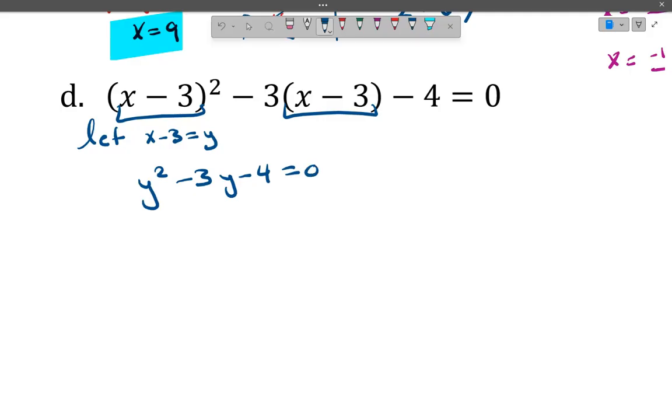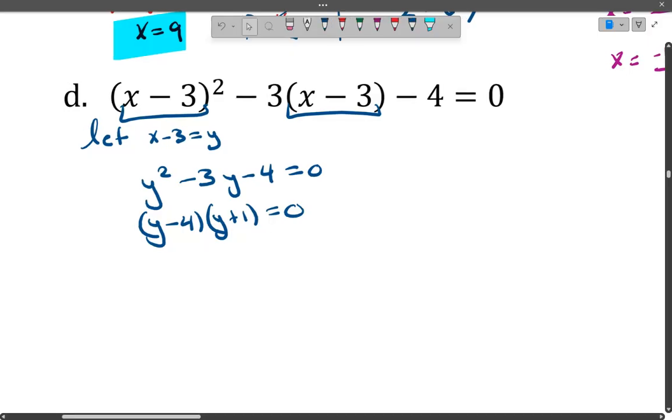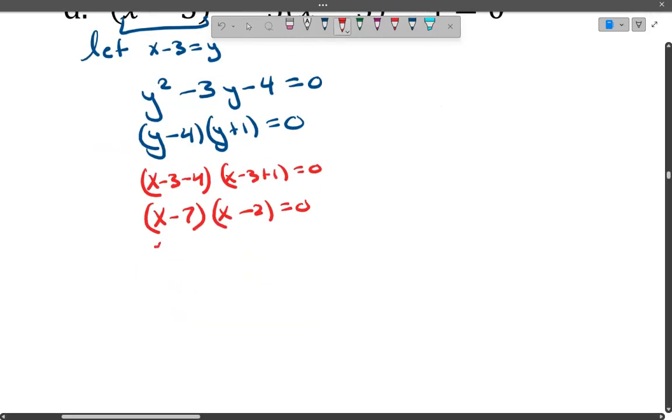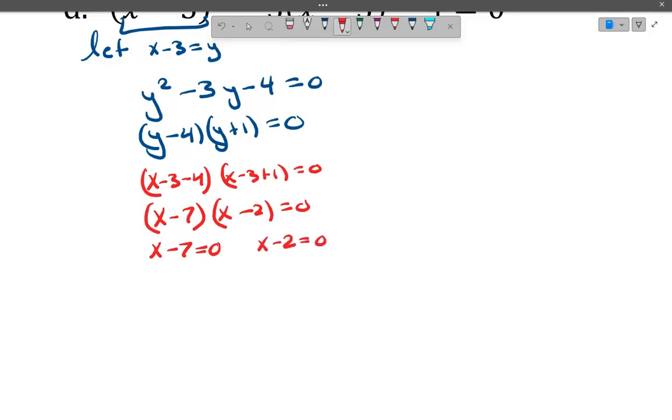And then we can factor. We're going to have y minus 4 and y plus 1. And now that we have it factored, we can substitute the x minus 3 back into the equation. X minus 3 minus 4 and x minus 3 plus 1, leaving us with x minus 7 and x minus 2. Our zero factor property, that's going to leave us with x equals 7 and x equals 2.